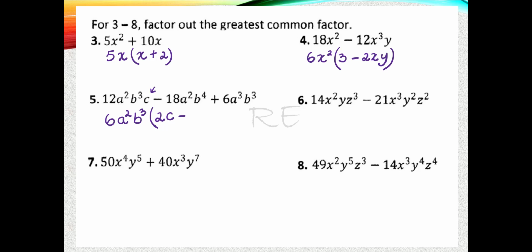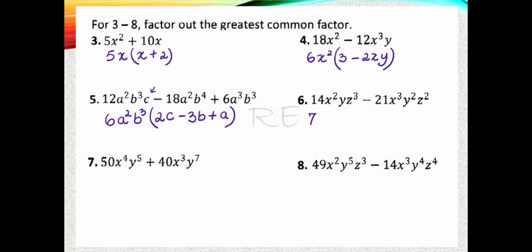Minus 3. 3 times 6, 18. A squared and a squared. So that's 1. B to the third, b to the fourth. We need b. So it's minus 3b. Plus 6 times 1 is 6, so we don't have to write it. A squared times a, which is a cubed, so it's going to be just a. And b cubed, which is 1, we don't have to write it. So this is the answer: 6a squared b cubed times 2c minus 3b plus a.